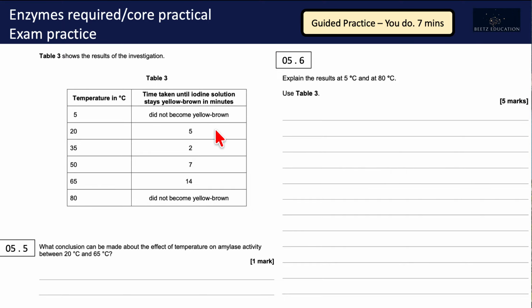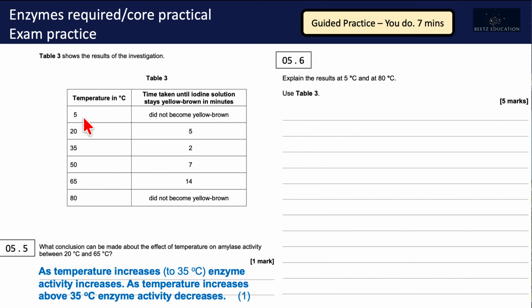Right then, so they're timing how long it takes iodine to stay yellow-brown. In other words, they'll know when it's yellow-brown, starch is no longer present, okay? And from our results then, we can see that as the temperature increases up to 35 degrees centigrade, the time taken is decreasing, so the enzyme activity is increasing, okay? As temperature increases above 35 degrees centigrade, the time is increasing and therefore the activity must be decreasing. Okay, you need to reference that very important temperature, 35 degrees centigrade, at least once as part of your answer. Whole lot needed there for 1 mark.